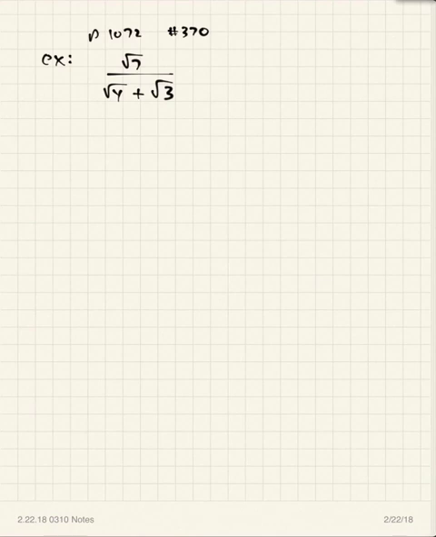So this is problem number 370 on page 1072. So you have the square root of 7 over the square root of y plus the square root of 3. So again, the denominator has an addition problem in it, right? And so that's the key to when you would be using conjugates, is if the denominator has addition or subtraction. It could be either one, but either one of those you're going to use conjugates to rationalize.